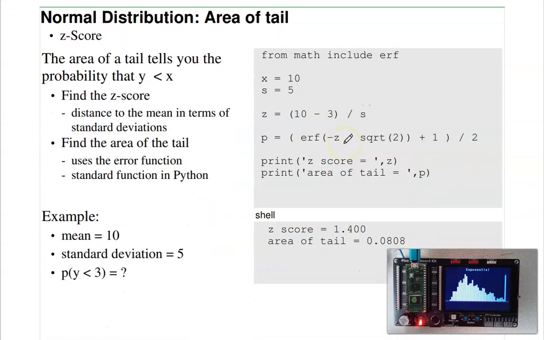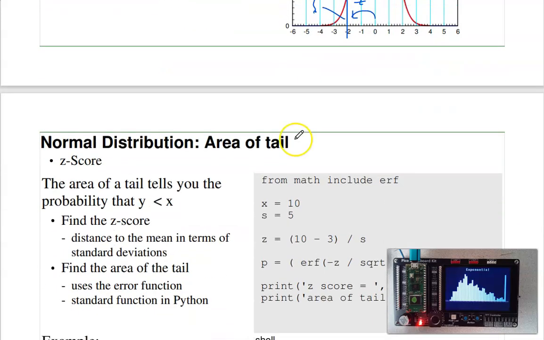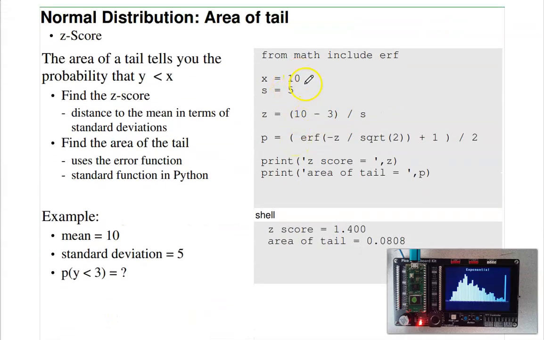The z-score is the area of the tail. That's actually used quite a bit in statistics. If I want to find out what's the probability of doing so much damage, I find out how far is that number from the mean in terms of standard deviations. That's your z-score. Find the area of the tail. To do that, I calculate the z-score.